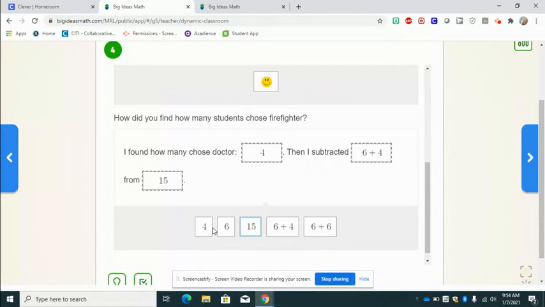Okay, you're going to complete lesson 13.3. You may do some of this in your book if you would like, but we really need you to do this online so that we can see that you are understanding and doing your work. So you will do this in your Big Ideas Math through Clever. And if you have any questions, just let us know.